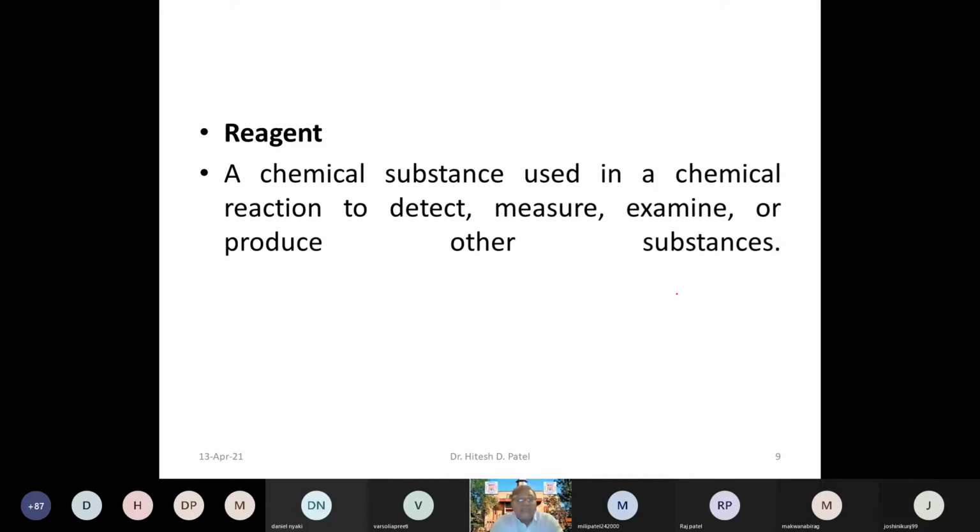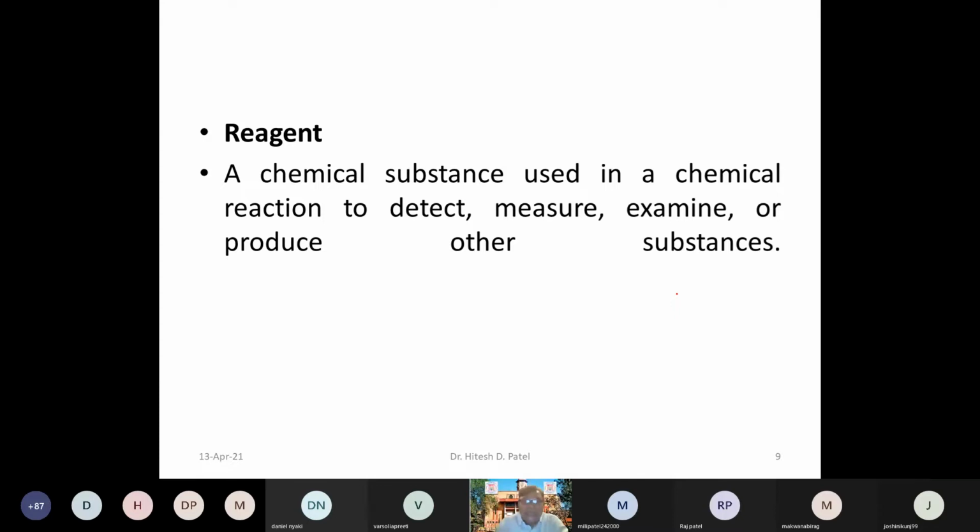Now the main term is reagent. As per the syllabus we are going to discuss the term reagent. In the beginning we have discussed the various types of reagents. We have discussed the reagents for identification of microorganisms, reagents for identification of some inorganic compounds, reagents for identification of some organic compounds. So likewise, the term reagent can be used for many purposes.